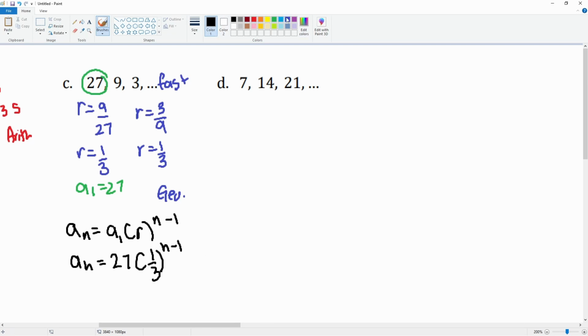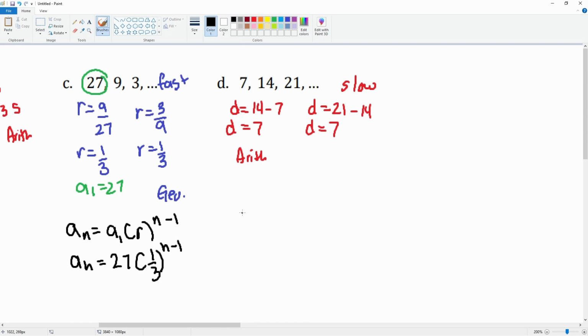Let's do the next one. 7, 14, 21. I think 7 plus 7 plus 7. Oh, this one actually looks pretty slow. This is slow because, let's check the common difference. The common difference is 14 minus 7, which is 7. The common difference, 21 minus 14, is 7. So this is slow. Okay, this is arithmetic.